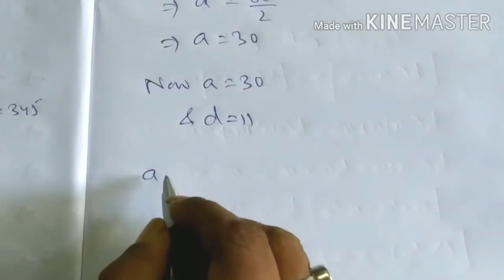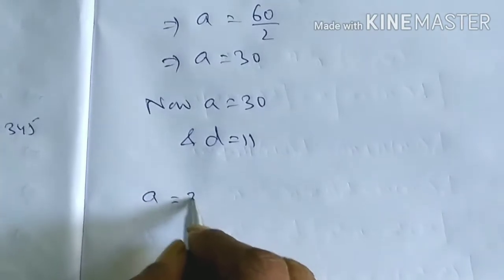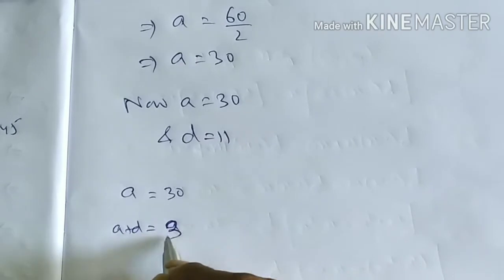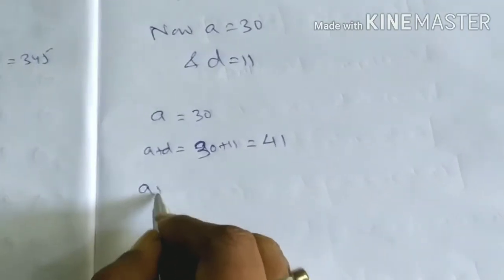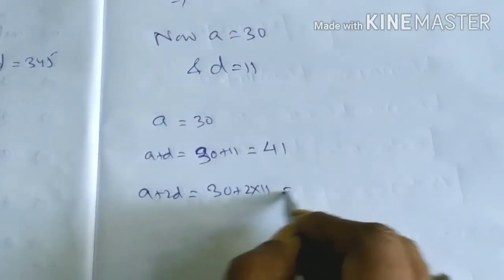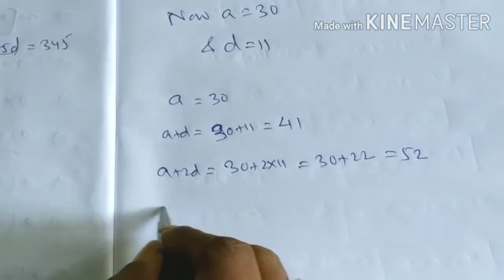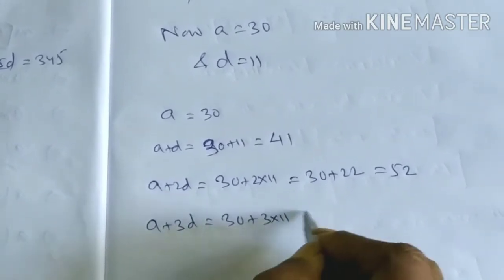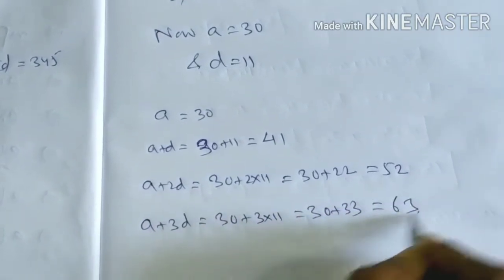Therefore, they are A, which is 30. A plus D, that is 30 plus 11, which is equal to 41. Then A plus 2D, 30 plus 2 into 11, that is 30 plus 22. It comes out to 52. A plus 3D, 30 plus 3 into 11, 30 plus 33. This comes out to be 63.